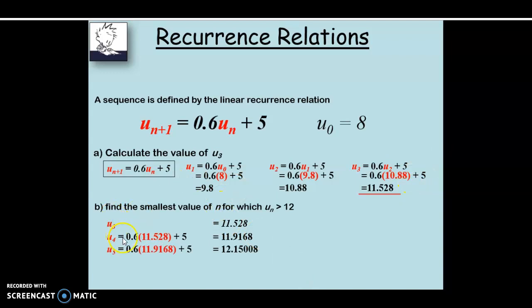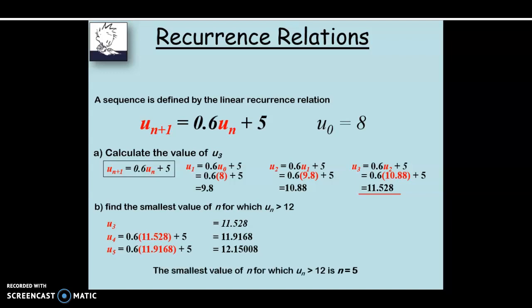So u4, we're going to take 0.6 and multiply it by 11.528, add 5, we get 11.9168. Then to get u5, we're going to take 0.6 times my current value, which was the 11.9168, add 5, and we get 12.15008. Well, here we've calculated a value that is greater than 12.